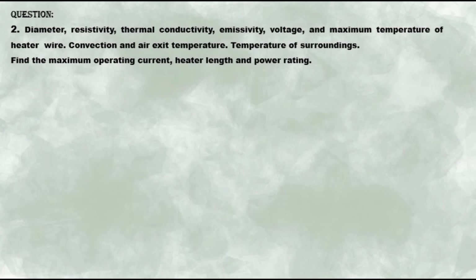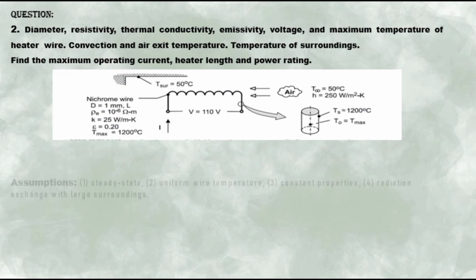And now for our question number 2. We are given the diameter, resistivity, thermal conductivity, emissivity, voltage, and maximum temperature of the heater wire, convection air exit temperature, and temperature of surroundings. Find the maximum operating current, heater length, and power rating. We have here the schematic.